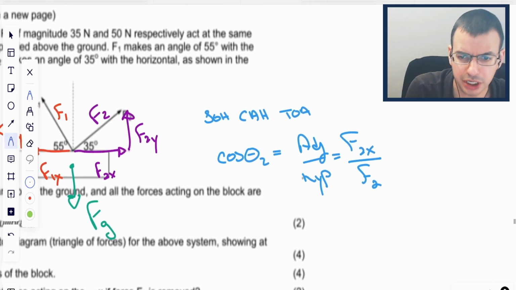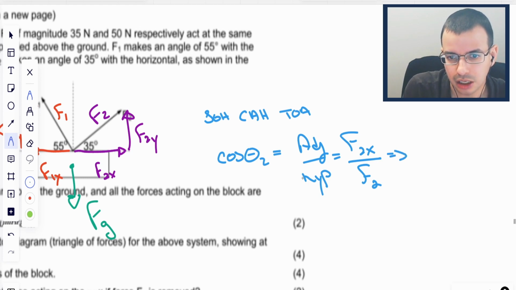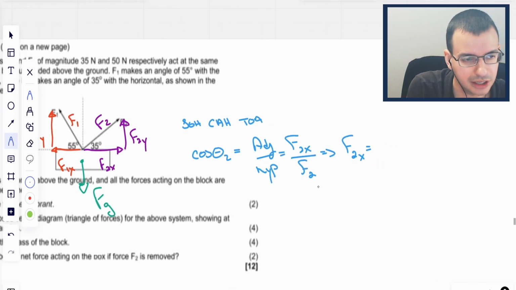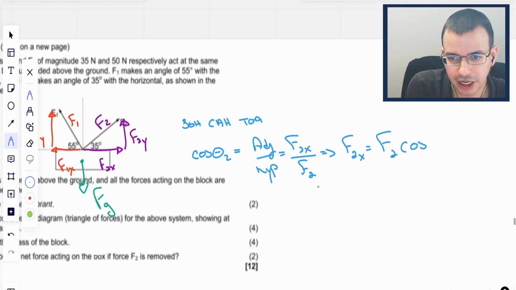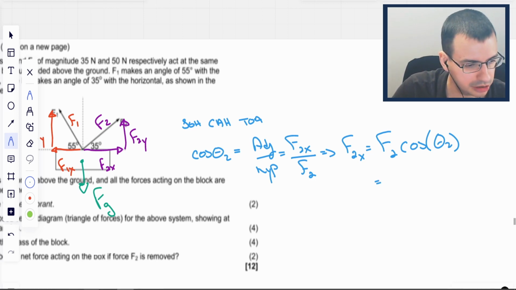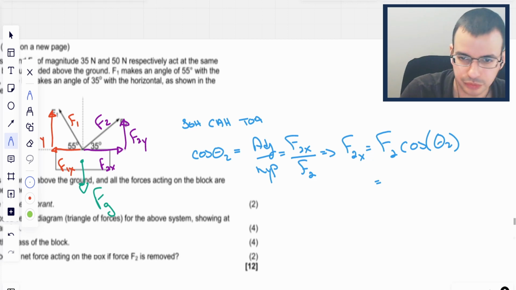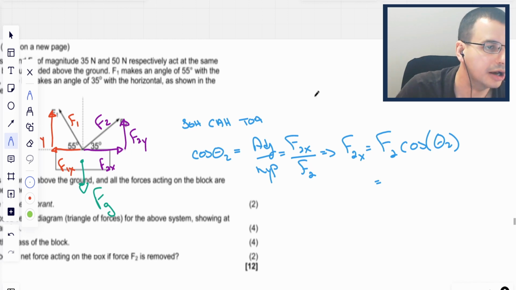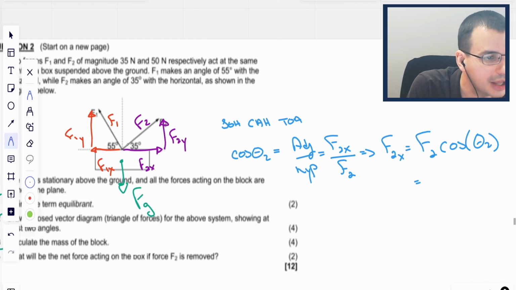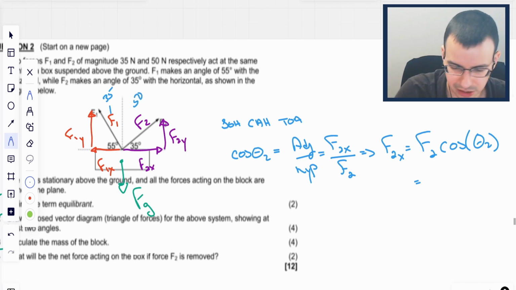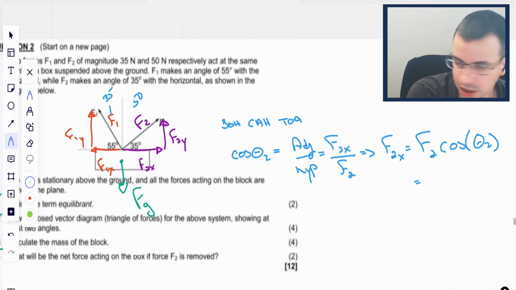Long story short, when we rearrange this, we get F2x equals F2 times cosine of theta 2. Putting that into a calculator, we'll do F2, which we know is, actually I should write this over here. So this one is 35, this one is 50. So we're going to do 50 times cosine of 35 degrees.